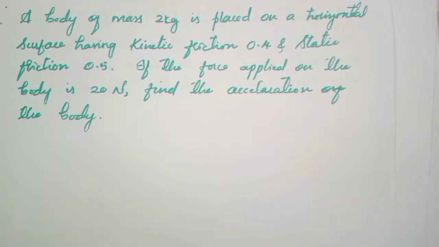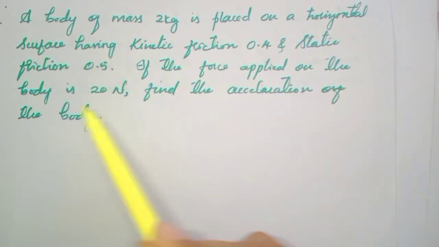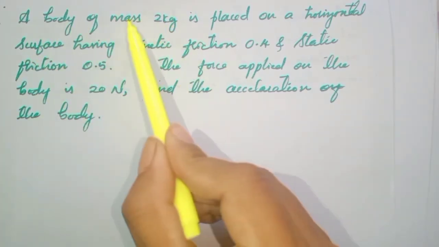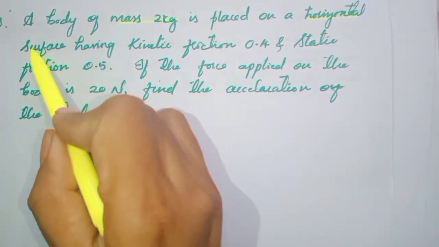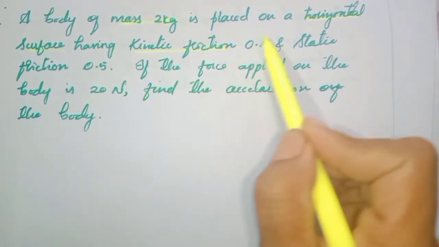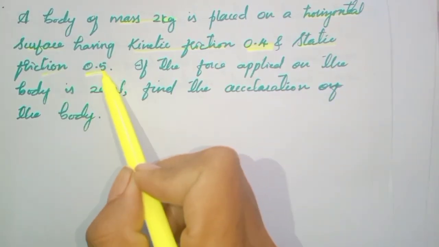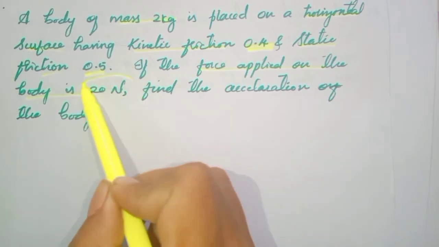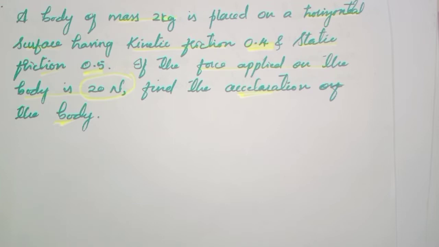As I always say, when you get a problem, you have to read each and every sentence clearly. So let's read the question now. A body of mass 2 kg is placed on a horizontal surface having kinetic friction 0.4 and static friction 0.5. If the force applied on the body is 20 Newton, find the acceleration of the body. So understand the question clearly.